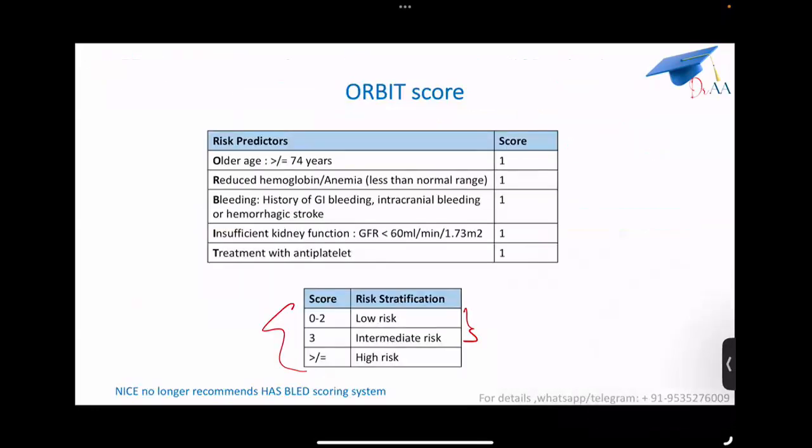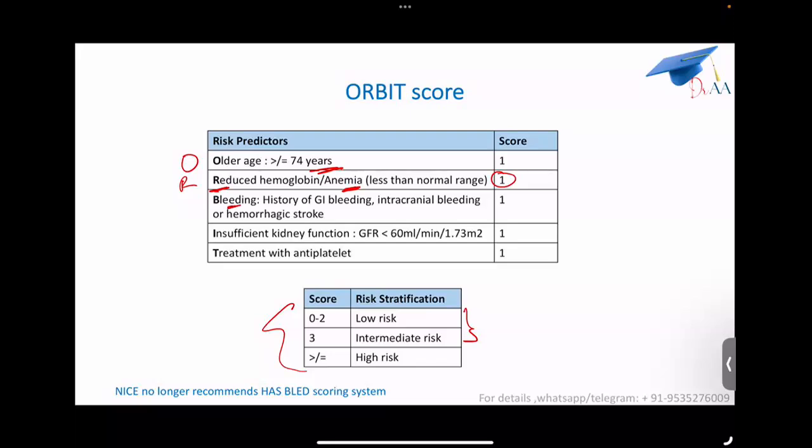What we're looking out for: ORBIT is a mnemonic where O stands for older age, that is 74 years or older. R stands for reduced hemoglobin levels, that is anemia. It depends on males and females, the normal range changes, and from lab to lab the normal range changes. If it is less than the normal range, then we consider it as anemia, and those patients get 1 mark.